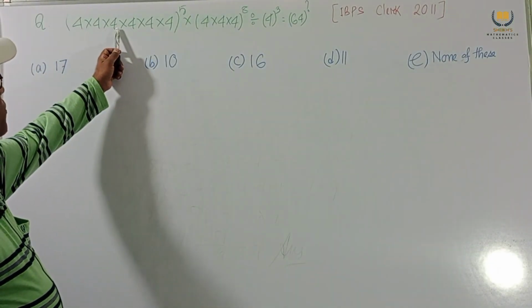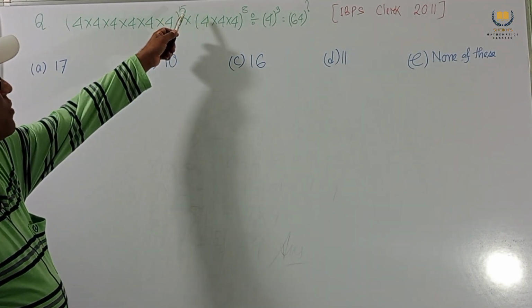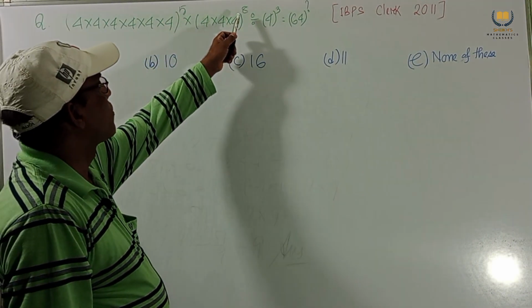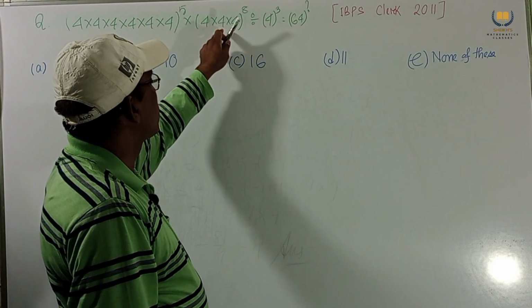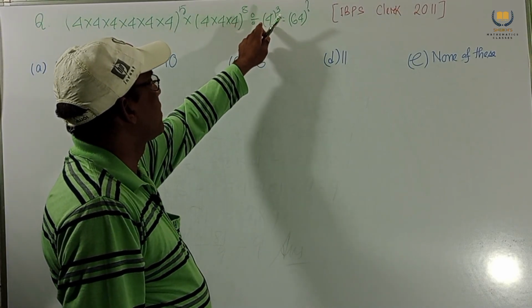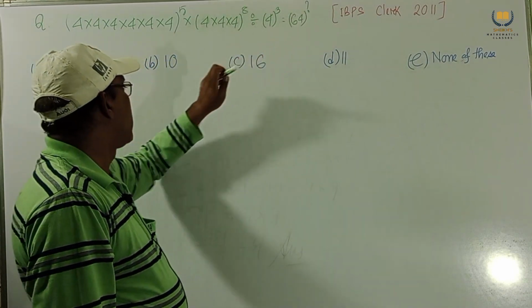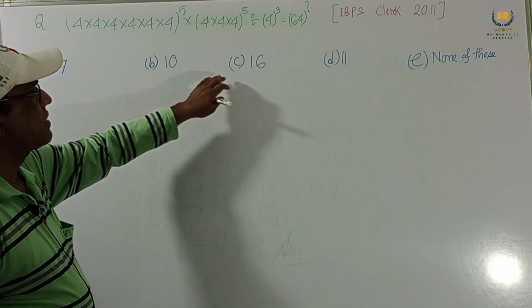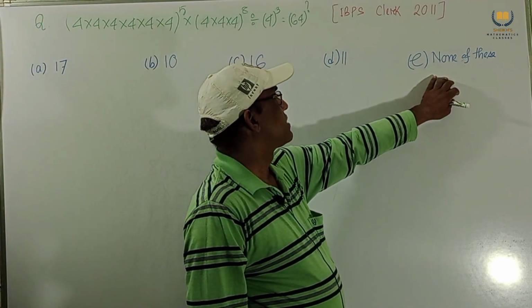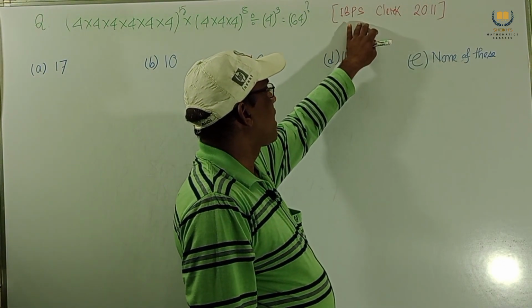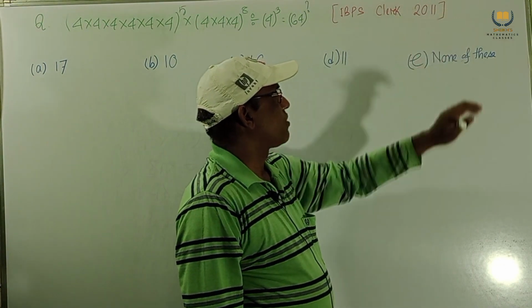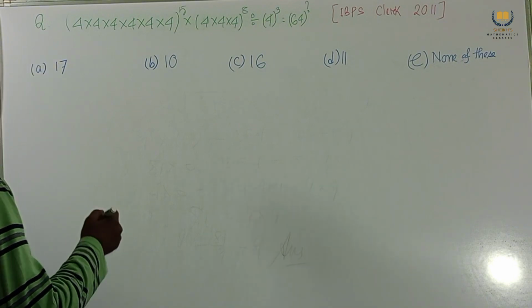4 into 4 into 4 into 4 into 4, whole to the power 5, into 4 into 4, whole to the power 4, into 4 into 4, whole to the power 8, divided by 4 cube, equals 64 to the power question mark. The options given are 17, 10, 16, 11, none of these. It was set in IBPS Clerk 2011. Now the solution.